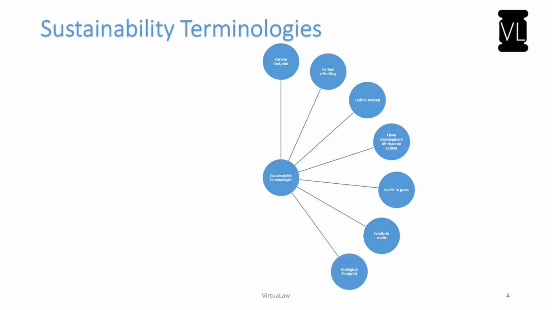Next, ecological footprint. What is meant by ecological footprint? It is a measure of the demand of humans on the Earth's ecosystems. So what level of demand the humans have from the natural resources this Earth is providing, that is what an ecological footprint is.